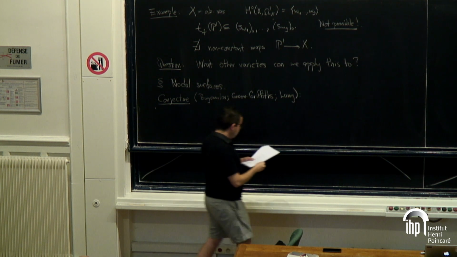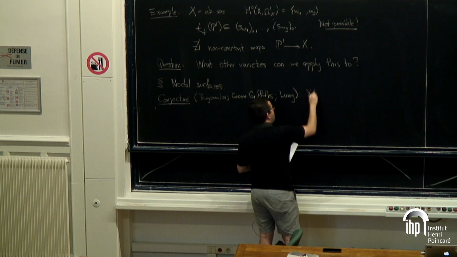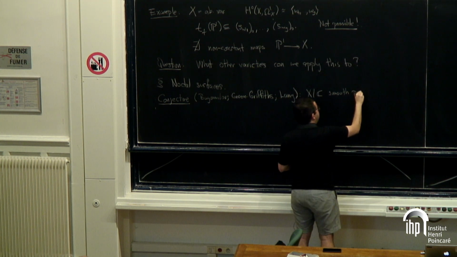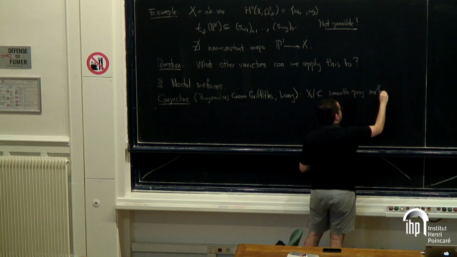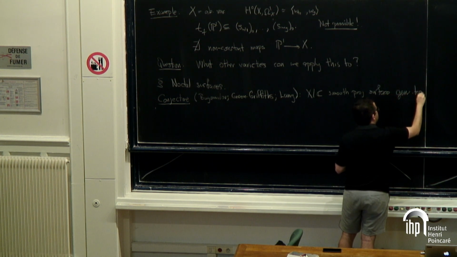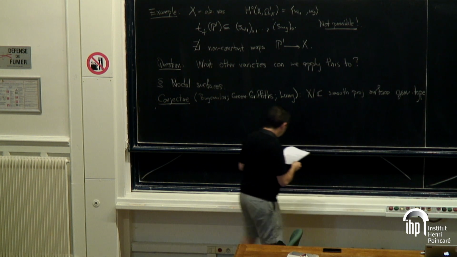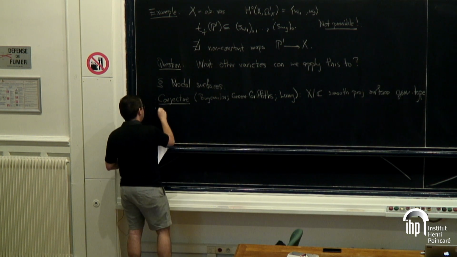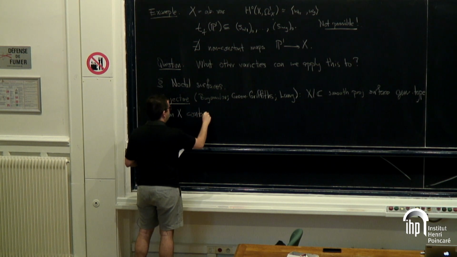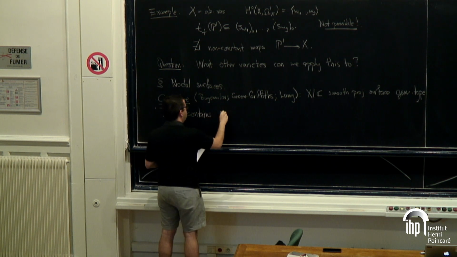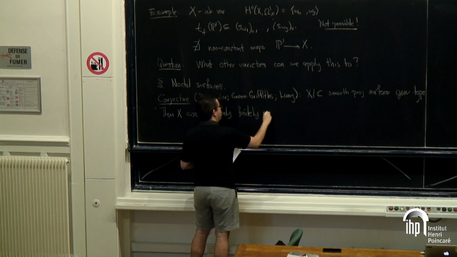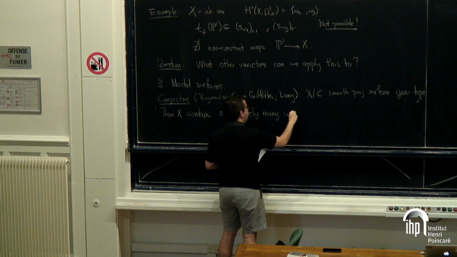And so it'll say that, if I take X over C, a smooth projective surface of general type, then in fact X contains only finitely many curves of genus 0 or 1.